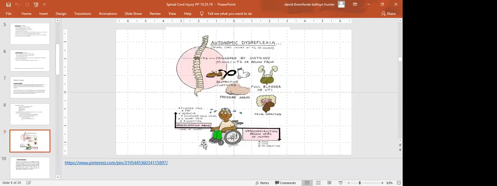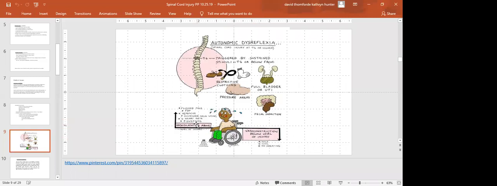And then the next slide is just an overview of this. As you can see, it's triggered by stimuli at the T6 level or below, and these are some of the different causes of this autonomic dysreflexia. And here on the left are some symptoms above the level of injury. And here on the right are some symptoms below the level of injury.